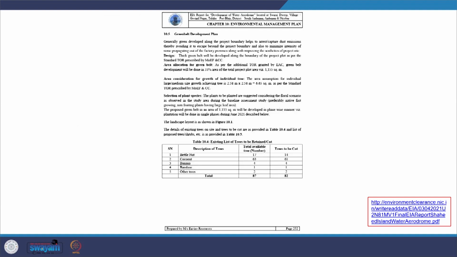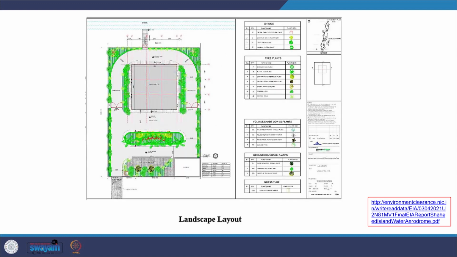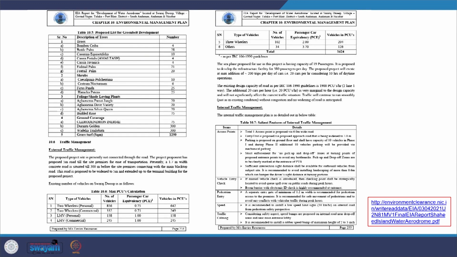And then they would also develop green belts, and what's the plan for that, and what are the trees they're going to plant around it, what are the total available trees, and trees which they would be cutting. So there are 87 trees to be cut, 82, and then how they're going to develop the green belt around it. So they have prepared the drawings and numbers, and the proposed list for green belt has been also provided. So likewise, you also see they have worked out on the traffic management, how they're going to manage the traffic, the internal traffic, how they're going to take care of it.